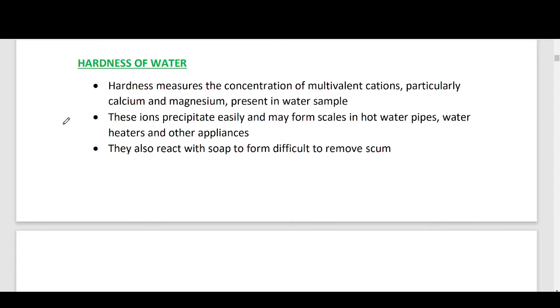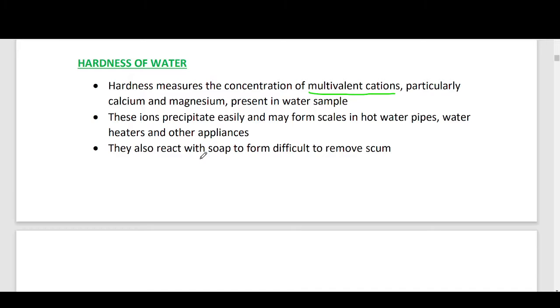Okay, so let's start with hardness of water. Hardness measures the concentration of multivalent cations, particularly calcium and magnesium, present in a water sample. Calcium and magnesium are the main cations which indicate the hardness of water. These ions precipitate easily and may form scales in hot water pipes, water heaters, and other appliances.